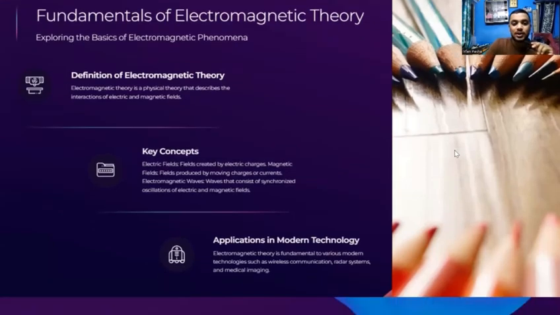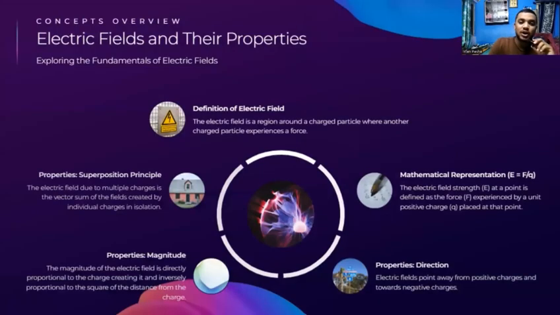Right? On to the next. The concepts overview is still there: electric field and their properties. Coming on to the electric field and their properties, right? The first is the definition of electric field again. The electric field is a region around a charge. This is a good definition, might be helpful, right? An electric field is a region around a charged particle where another charged particle experiences force. Simple, right? Let me draw and show you, that will be more helpful, is what I feel.